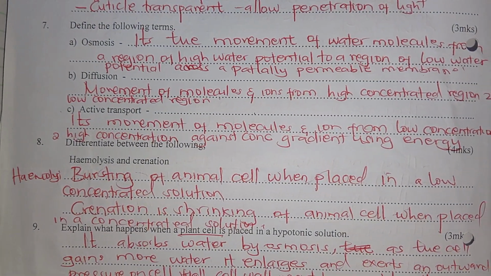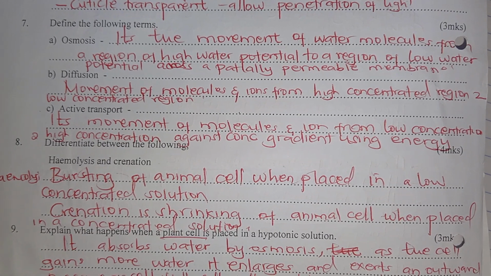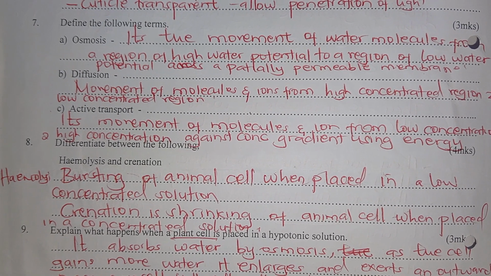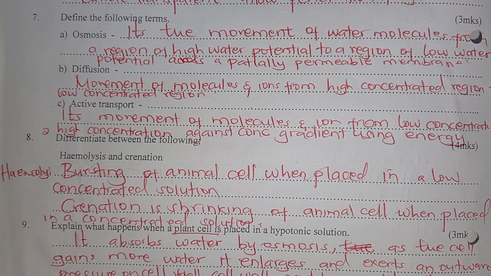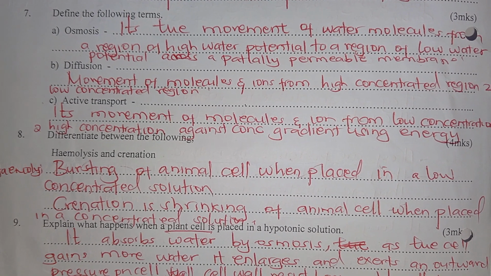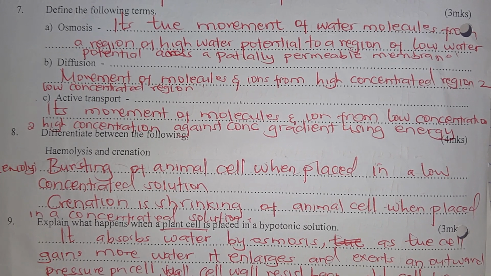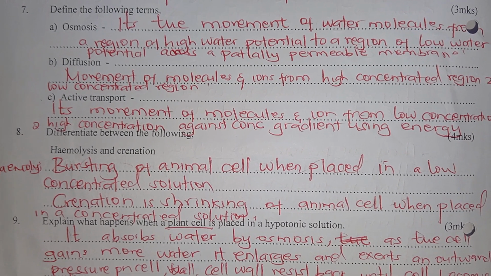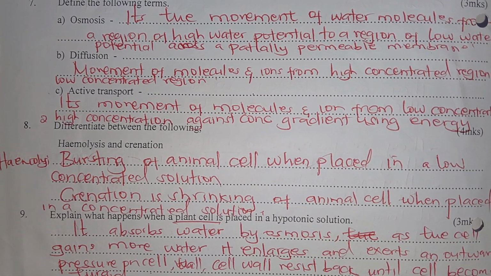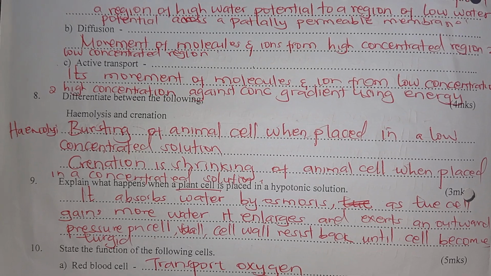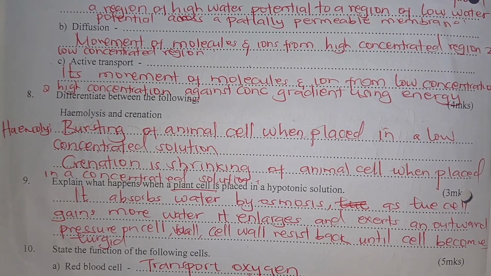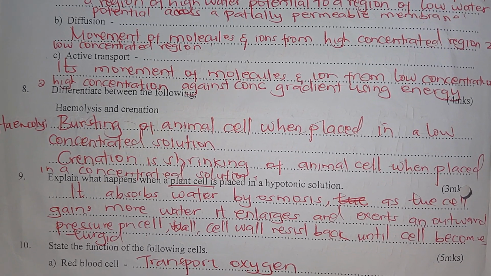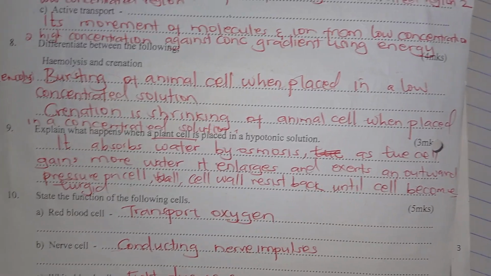Define the following terms. Osmosis is the movement of water molecules from a region of high water potential to a region of low water potential across a partially permeable membrane. Diffusion is the movement of molecules and ions from a region of high concentration to a region of low concentration down a concentration gradient. Active transport is the movement of molecules and ions from a region of low concentration to a region of high concentration, that is, against a concentration gradient, using energy.